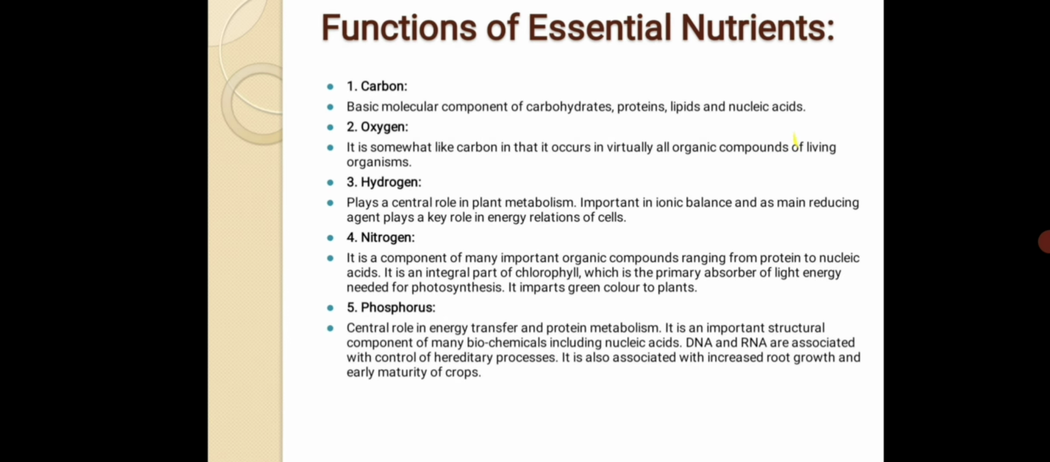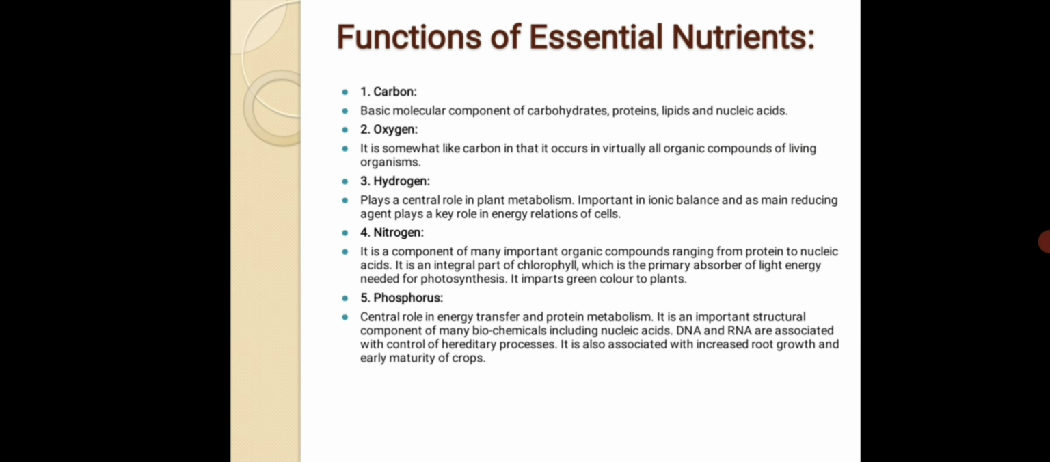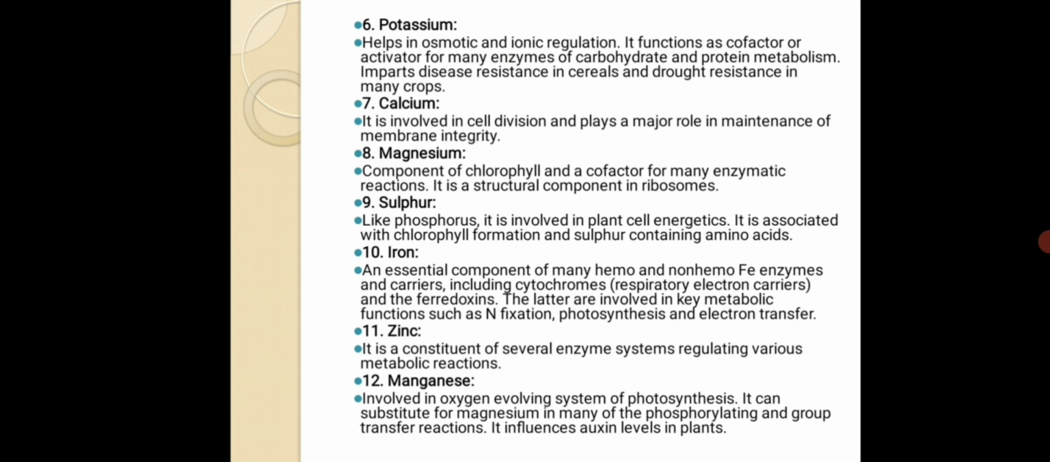Next one is nitrogen. It is a component of many important organic compounds ranging from protein to nucleic acid. It is an integral part of chlorophyll, which primarily absorbs light energy needed for photosynthesis. Then phosphorus. It has a central role in energy transfer and protein metabolism. It is an important structural component of many biochemicals, including nucleic acids, DNA, and RNA, and is associated with the control of hereditary processes. It is also associated with increased root growth and early maturity of crops.